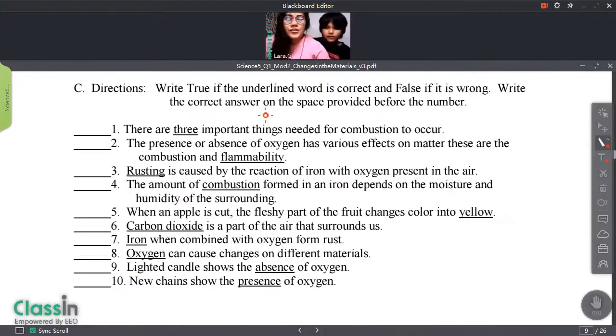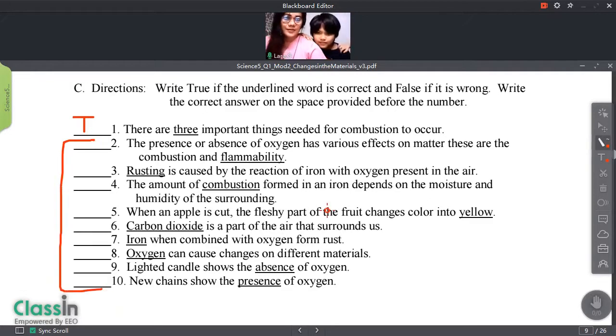Okay, so write true if the underlined word is correct and false if it is wrong. There are three important things needed for combustion to occur. So number one, you write true. True, because you need fuel, you need air, you need heat and oxygen, right? Then you can answer that one later.